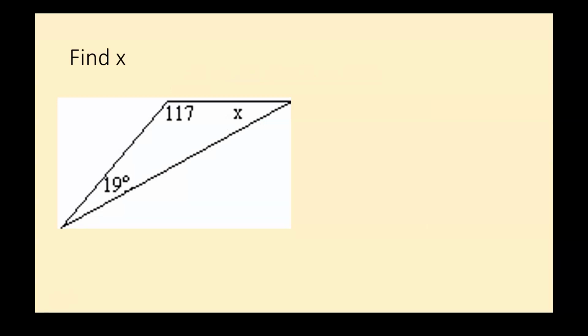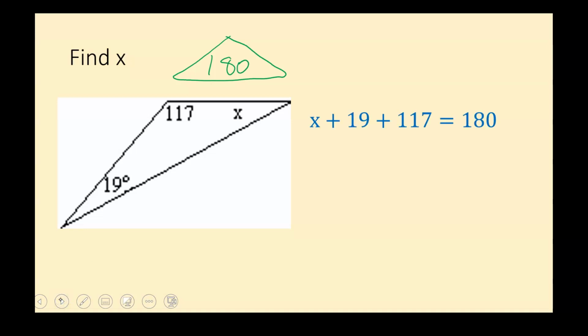Here we want to find the measure of x. We have a triangle, so we know all three angles have to add up to 180. So what do we need to do to solve for x? The first thing you do is make an equation. So the equation will be x plus 19 plus 117 is equal to 180.